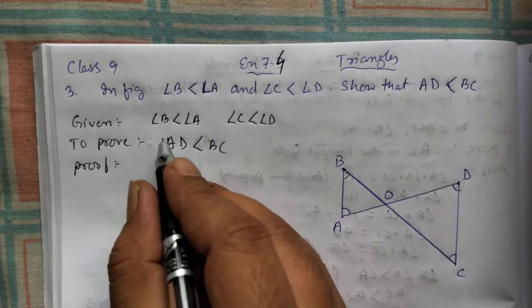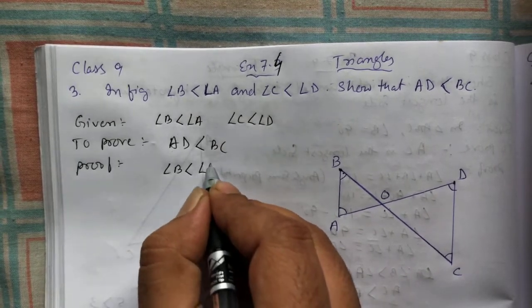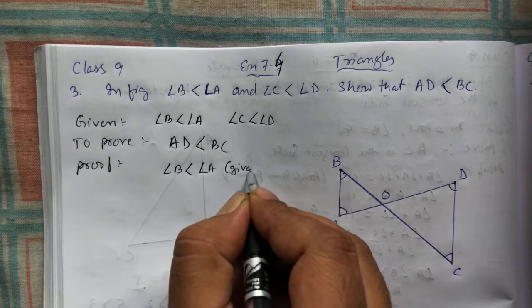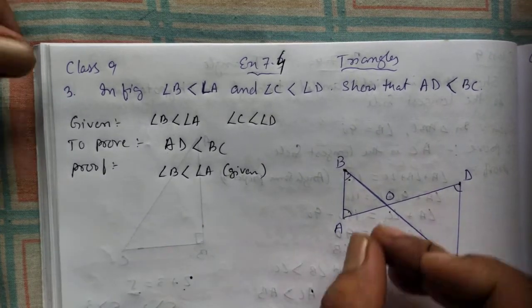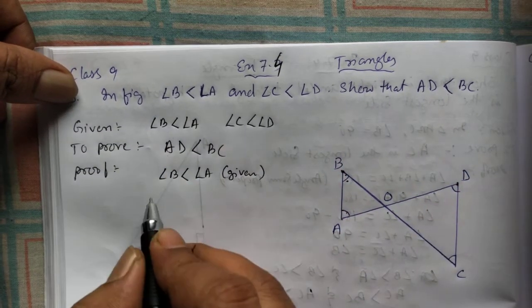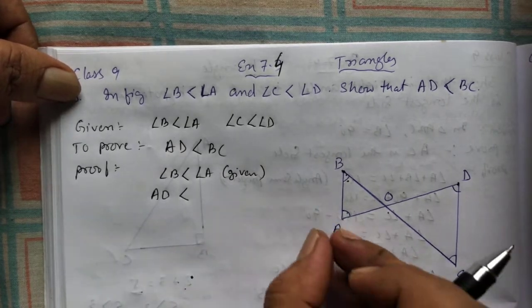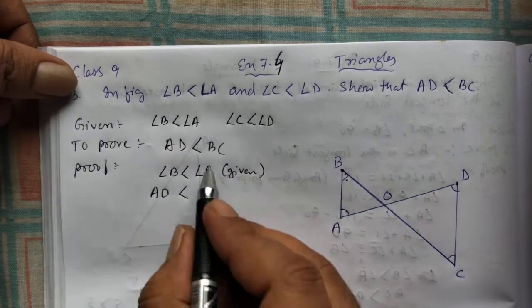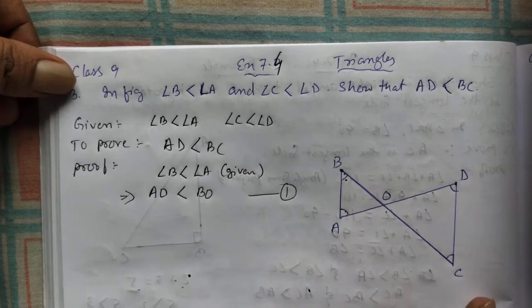Simple. Let's write this. Angle B is less than angle A. It's given. If angle B is less than angle A, opposite to angle B is which side? You can write AO. Opposite to angle B is AO, is less than, opposite of angle A is BO. So this is your equation 1.